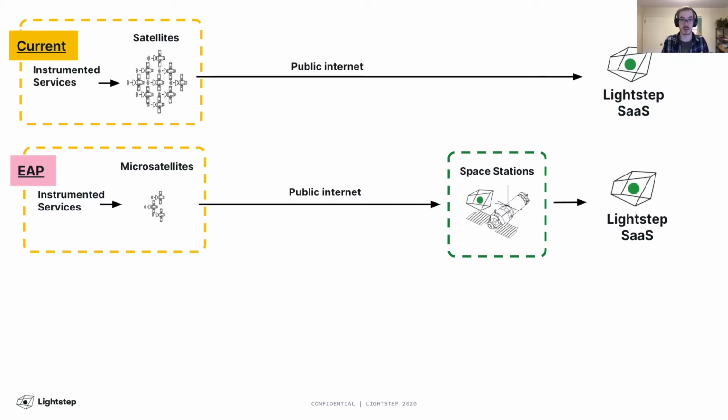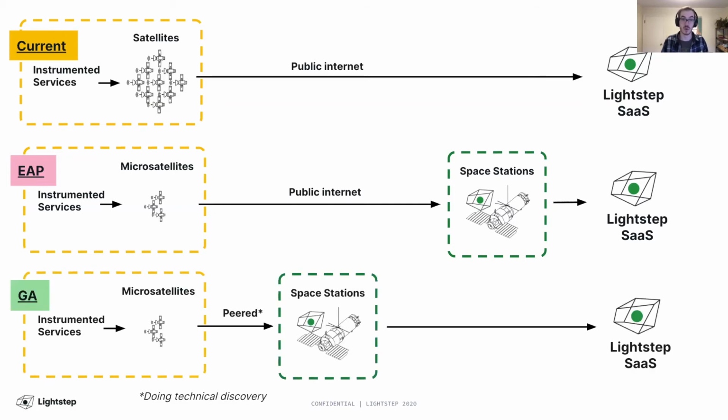to the Lightstep SaaS. In GA, we're hoping to improve upon this model by peering the space stations and microsatellites within the customer environment. This will allow our customers and prospects to save on network egress costs, making the microsatellite and space station architecture more economically viable for the majority of our customers.